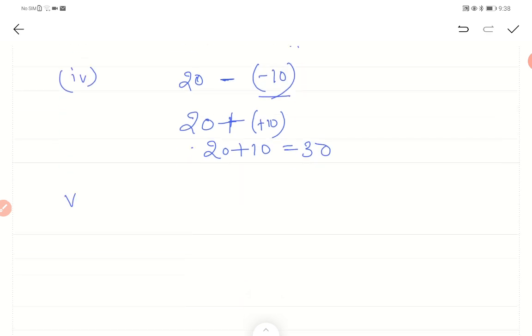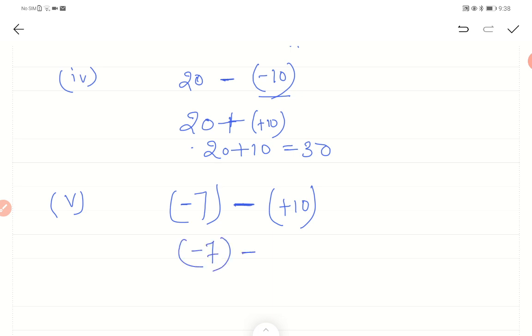Okay, so I will take one more. If I have a number something like 7 minus 7, I'm subtracting a negative integer from a positive integer. I'll take this as plus 10, so I will convert this into plus. So this will be minus 7 plus the additive inverse of 10, which will be minus 10.